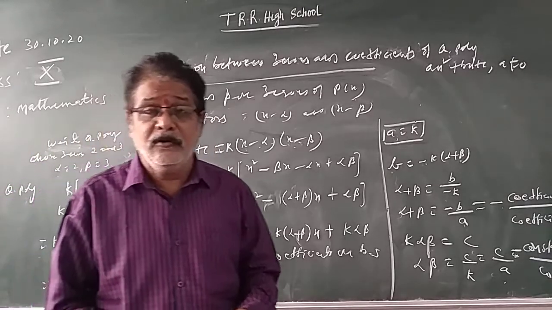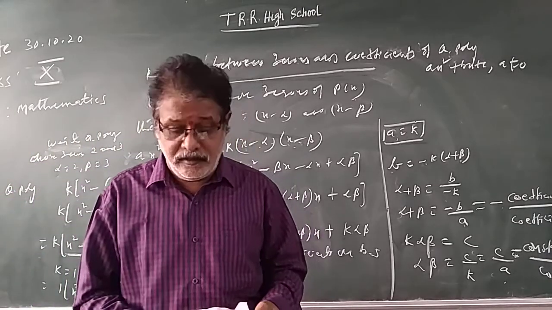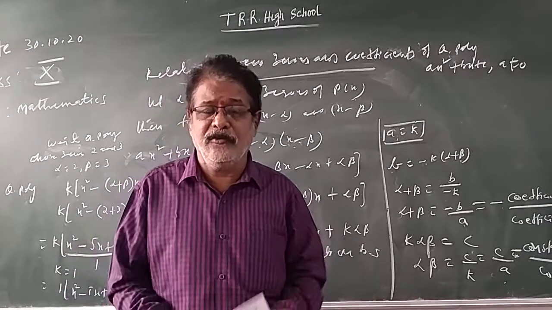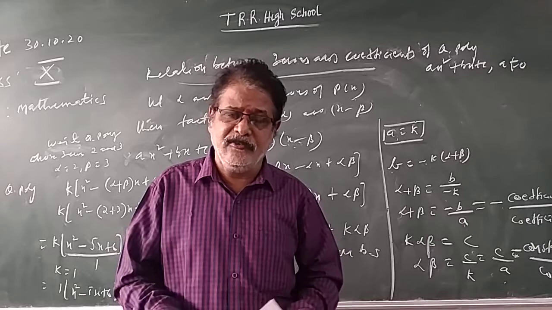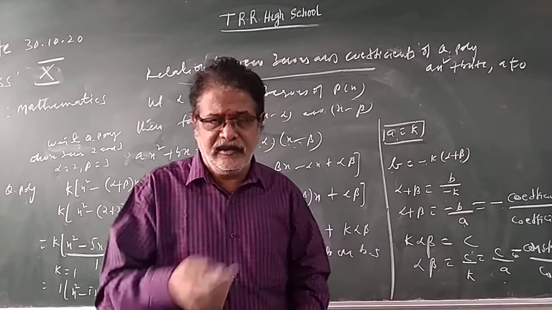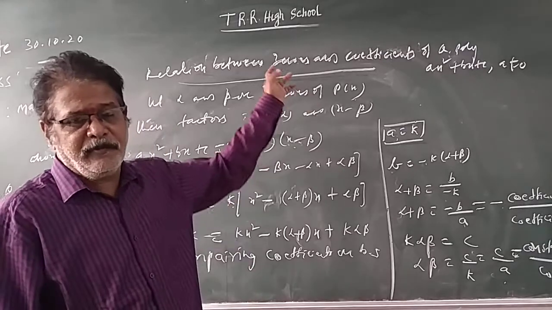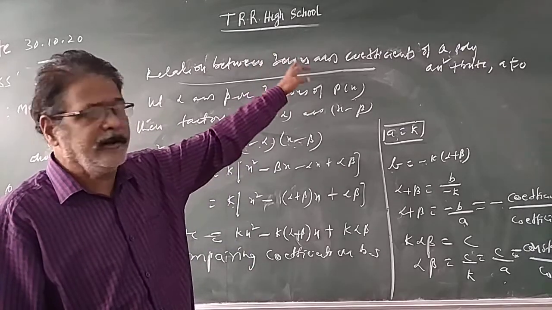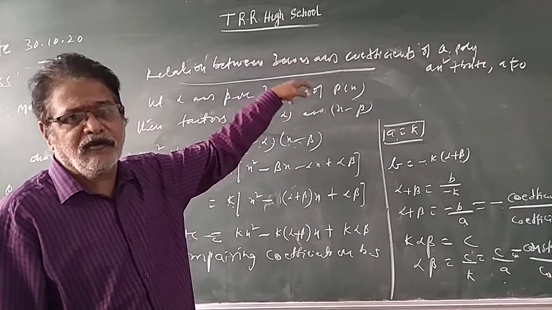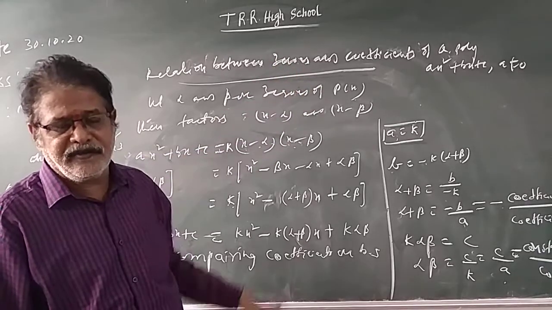I hope you understand this. We will discuss more about zeros, cubic polynomials with 3 zeros and 4 zeros, and the relation between them in the next class. In this class we discussed the relation between the zeros of the quadratic polynomial and its coefficients.